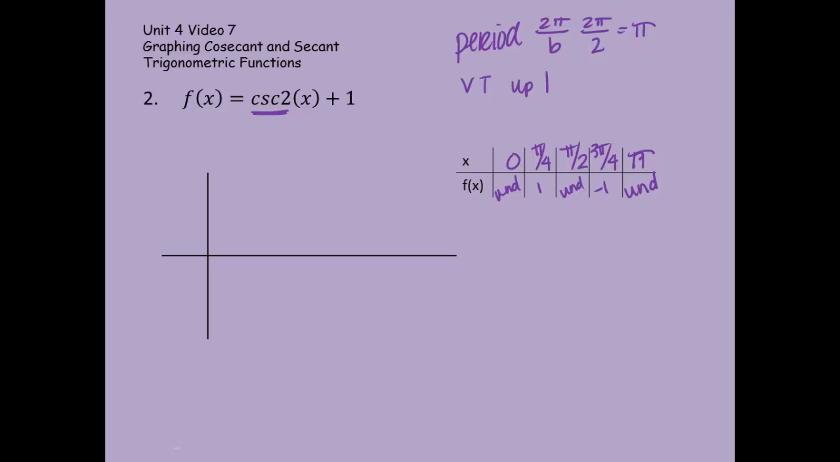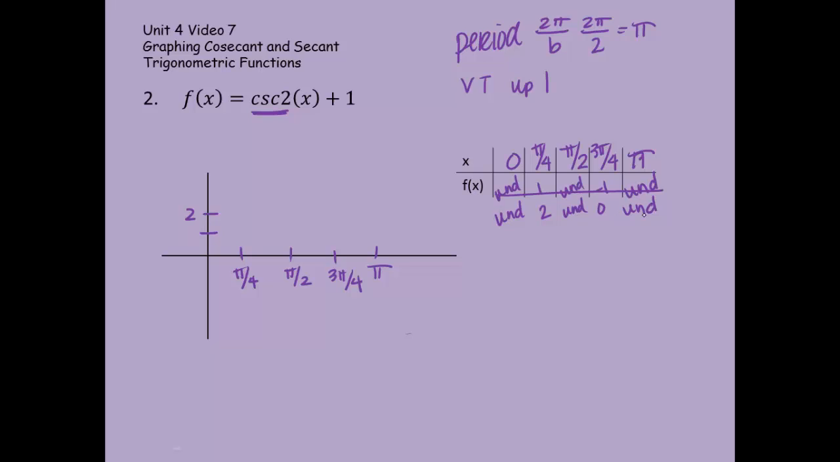So I changed my period, but I did not move up. So let's go ahead and change that. I'm going to write undefined, 2, undefined, 0, undefined. And those are the points I'm going to graph. So since I'm starting from 0 and ending at pi, pi over 2, pi over 4, and 3 pi over 4. And I need the points 2 and 0 to be marked.